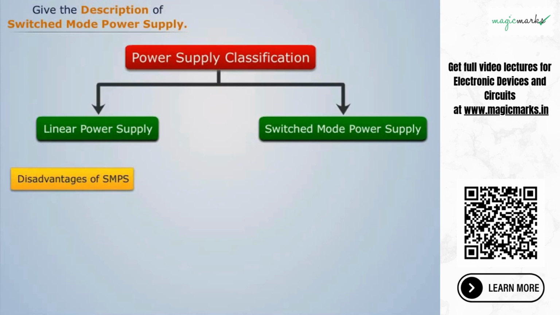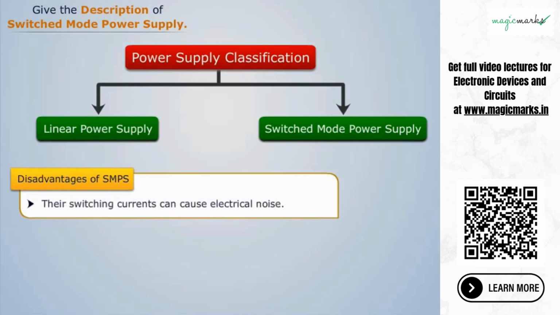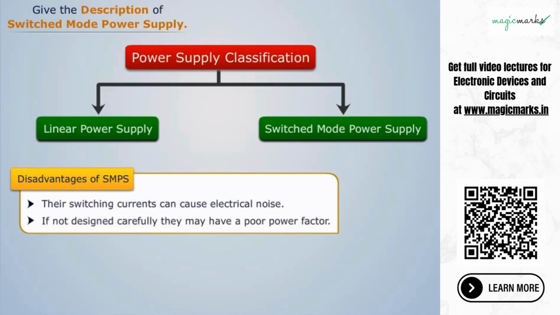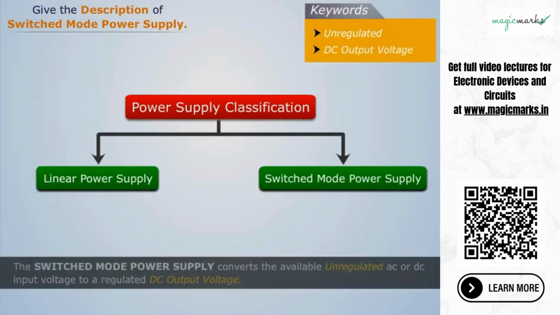Disadvantages of SMPS are that their switching currents can cause electrical noise and, if not designed carefully, they may have a poor power factor. The switched mode power supply converts the available unregulated AC or DC input voltage to a regulated DC output voltage.